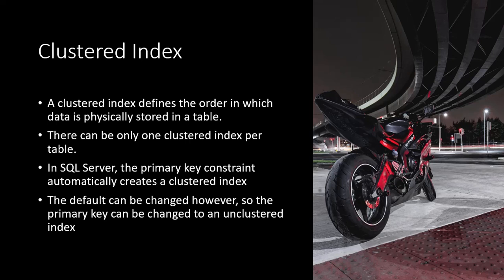Now, SQL Server gives a primary key constraint an automatic clustered index. That's the default. You don't have to do it. You'll end up with an index on the primary key anyway, but you can have the primary key be unclustered and put your single clustered index on a different column.